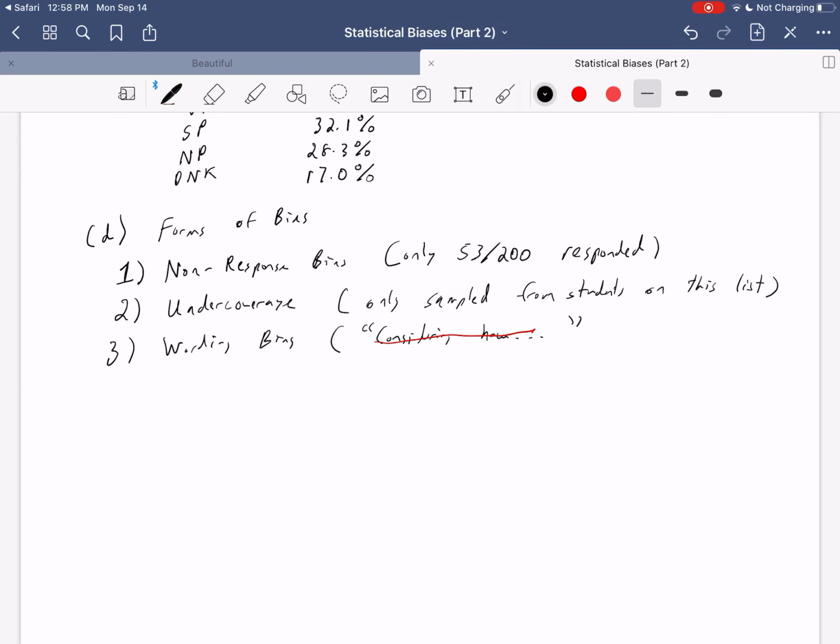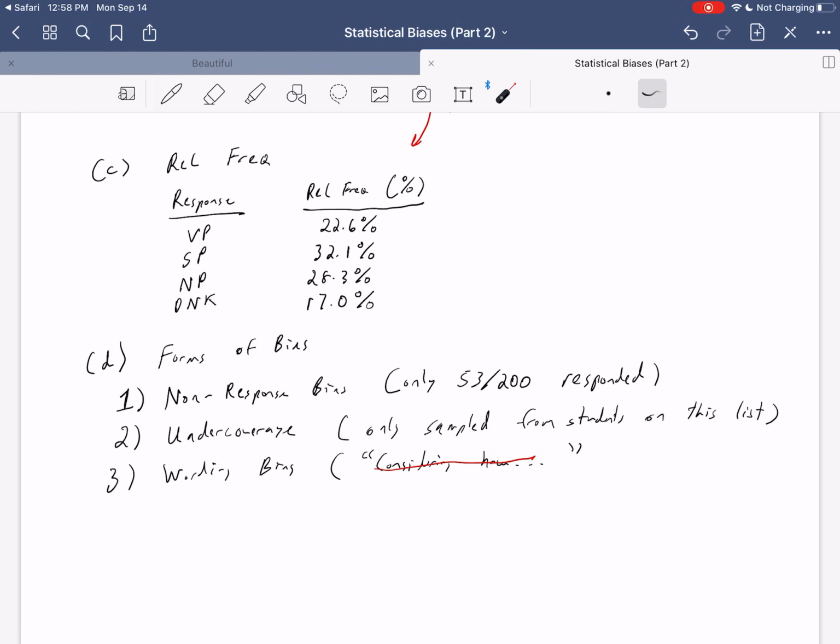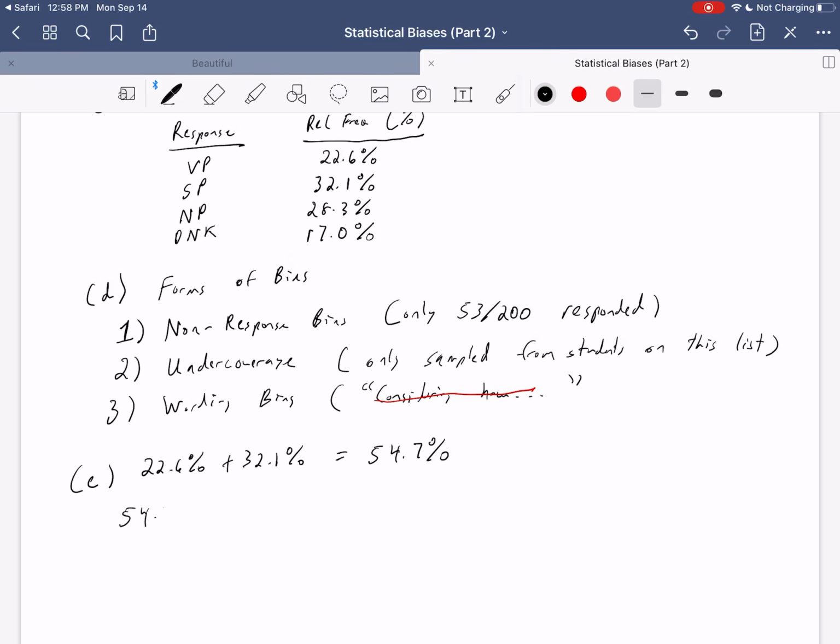All right, let's go ahead and wrap this up with one other little piece here. We wanted to say what percentage of the sample said they were very prepared or somewhat prepared. Remember, when you see the presence of that or, we know to go ahead and add the percentages. So we take the percentage from here and the percentage from here. So we take 22.6% plus 32.1%, and that looks like we get 54.7%. So we could say that 54.7% of the sample said they were very prepared or somewhat prepared for an emergency.